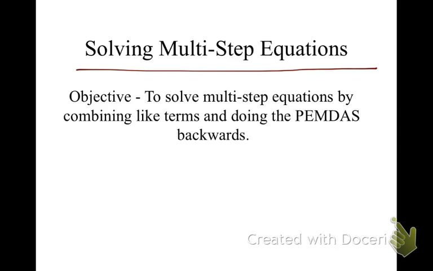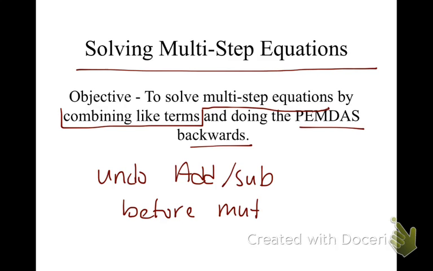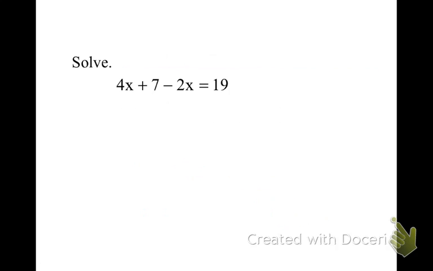So today's lesson is called Solving Multi-Step Equations. By the end of today's lesson, you'll be able to solve any multi-step equation by first combining the like terms and then doing PEMDAS backwards. So what that means is we're going to undo addition or subtraction before we undo multiplication and division.